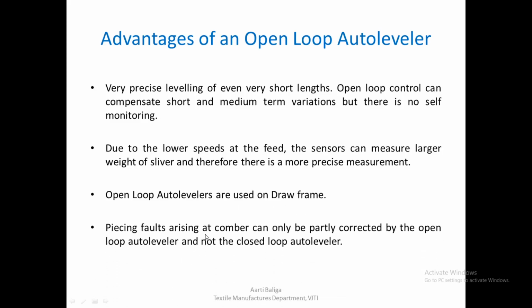Also, the piecing faults arising at the comber can only be partly corrected. Again, there is no claim that it can fully be corrected. Partly it is corrected by the open loop auto leveler, but the same thing cannot be achieved by the closed loop auto leveler, which we shall see shortly.